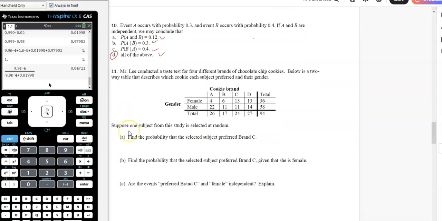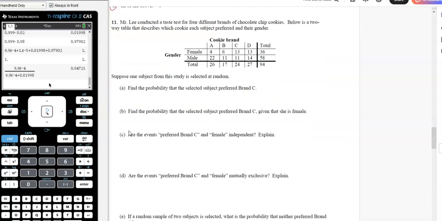It's nice. Okay. Here's a word problem for your response. Mr. Lee conducted a taste test for 4 different brands of chocolate chip cookies. Below is a two-way table that describes which cookie each subject preferred and their gender. Okay, so find the probability that the selected subject preferred brand C. So we know there are 24 of those folks out of 94. Now you should type that in your calculator. I'm just going to leave it like that, just so we have it.